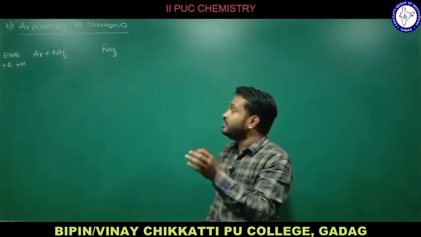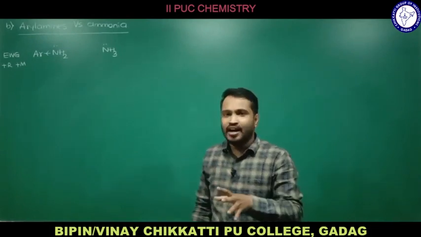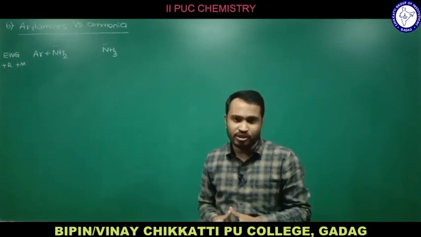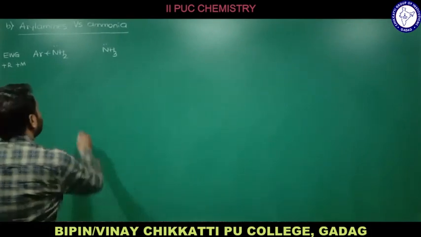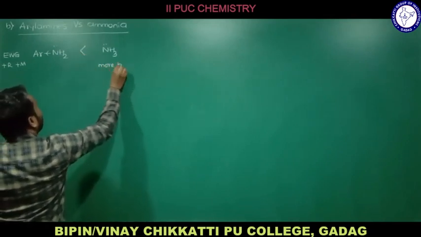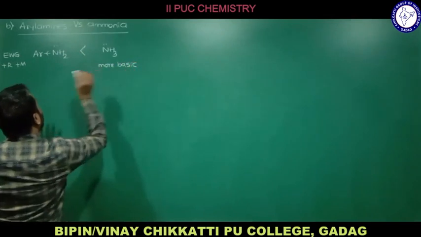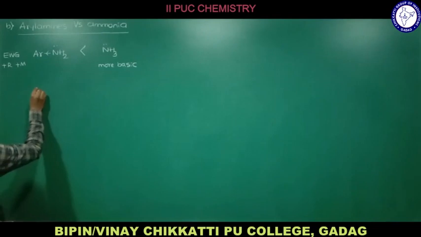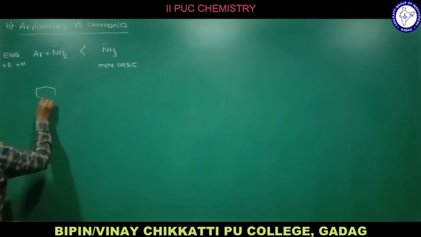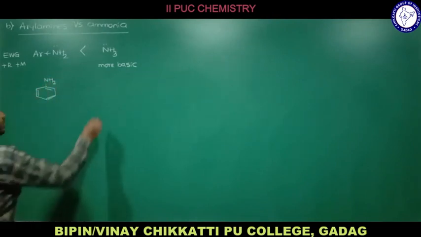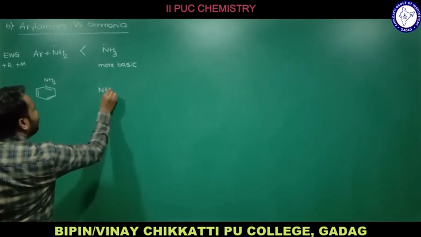So when electron density on this nitrogen decreases, these electrons are not easily available for protonation. Because of that, I can say ammonia is more basic when you compare it with arylamines. Now we will see one particular example, then it will be more clear to you. If I consider the very simple example of an arylamine, that is aniline, a benzene ring with NH2, we will compare the same thing with ammonia.